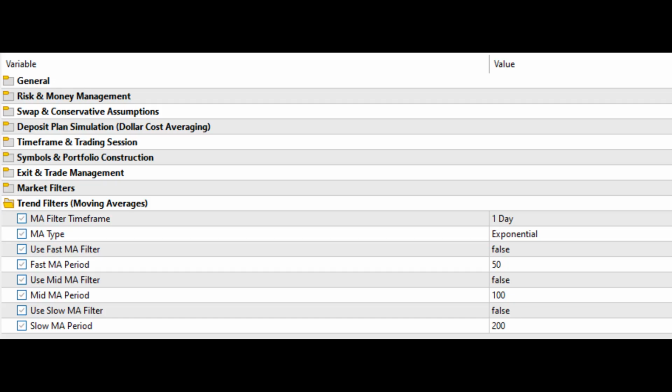Use slow MA filter has a default value of false, and slow MA period has a default value of 200. When this filter is turned on, the expert advisor will only trade in the direction of the long-term trend, as defined by the 200 period moving average on the chosen moving average timeframe. This usually reduces the number of trades, but can significantly stabilize the long-term equity curve, because most trades are then opened in the direction of the dominant trend.